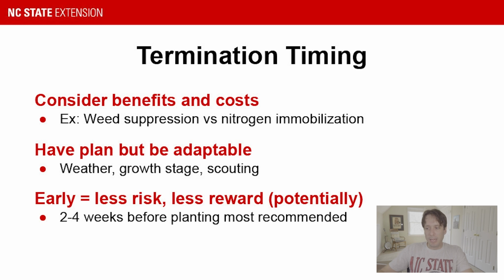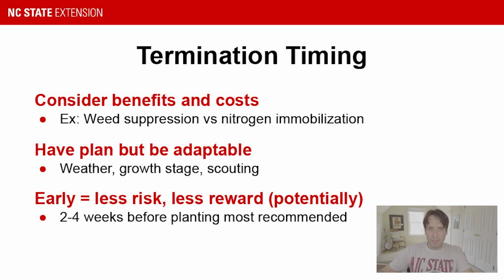A good example we gave is thinking about delaying termination to allow for the CN ratio to go up. Maybe that benefit of additional weed suppression is worth it to you and it's worth that trade-off of nitrogen immobilization, or maybe you're the opposite. It's going to vary for everybody. It's also going to vary based on the year and your rotation and so forth. So just work through that.